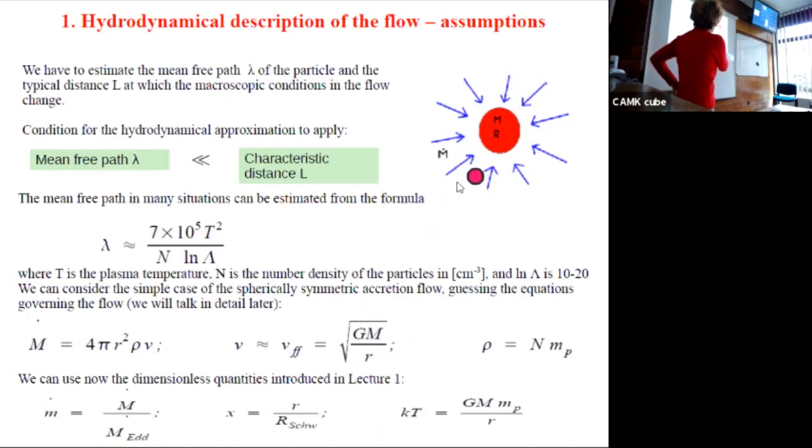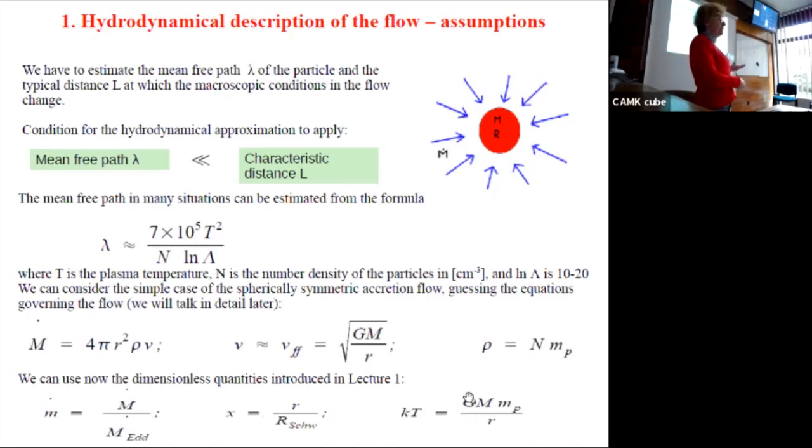Here we have the mass, and here is the current radius. So this is the velocity. And the accretion rate, we will assume spherical symmetry. It will be just 4 pi r squared, this is the surface, times density and velocity. And then we can introduce additionally the dimensionless quantities, which we introduced in the previous lecture, like Eddington accretion rate ratio and the distance in Eddington units.